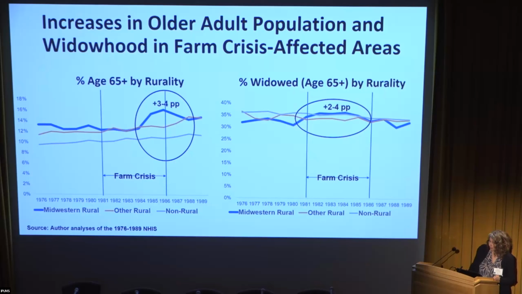The graph on the right-hand side, I want to make sure that I don't have these reversed, but this one shows an increase of about 2 to 4 percentage points in the share of widowed rural Midwestern adults age 65 and older, also coinciding with the farm crisis, and not apparent for older adults residing in other communities.